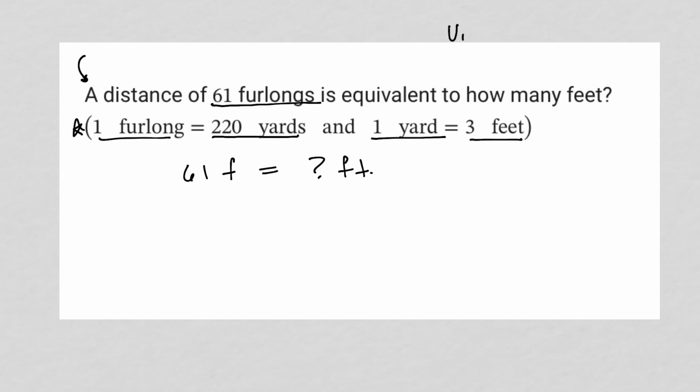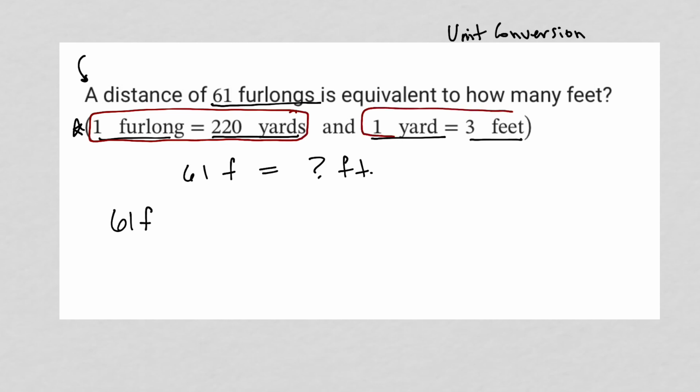So what we have here is a unit conversion question. When you're answering a unit conversion question, you always start off with the unit provided, which is 61 furlongs. So I'll just call it 61F. And then we're going to use these conversion factors here. I'll circle them. We have this one that relates furlongs to yards, and this one that relates yards to feet. We use these things in order to cancel out the units that we do not want and to introduce the units that we do want.